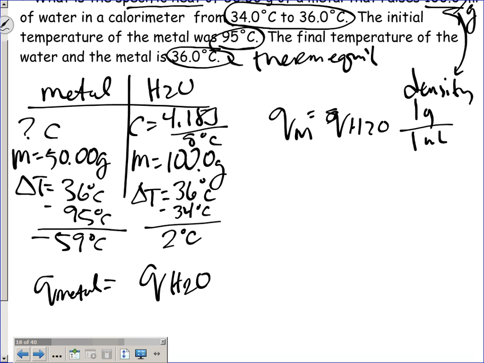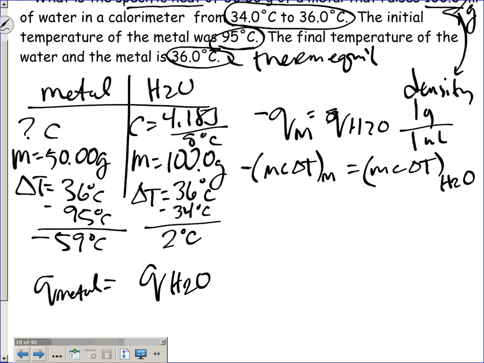The metal in this case has a negative value for temperature, so it is going to lose energy. It's going to have a negative value. So instead of doing Q equals Q, I'm going to do MCΔT equals MCΔT because they are equivalent. So MCΔT for the metal equals MCΔT for the water. However, the metal being negative energy has to keep the negative here.